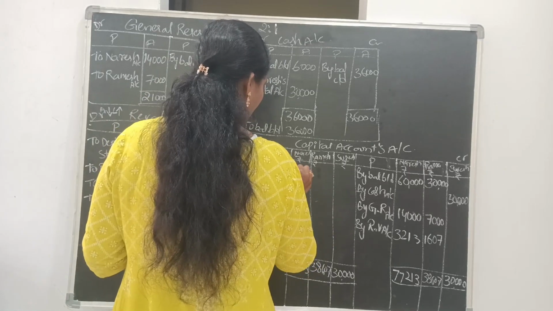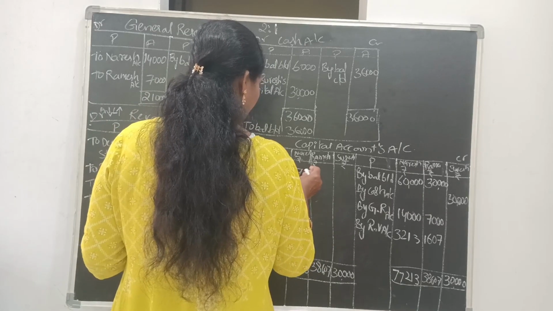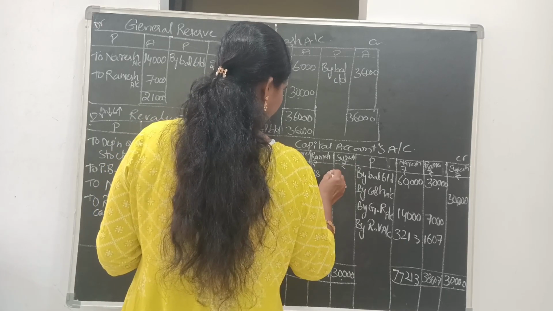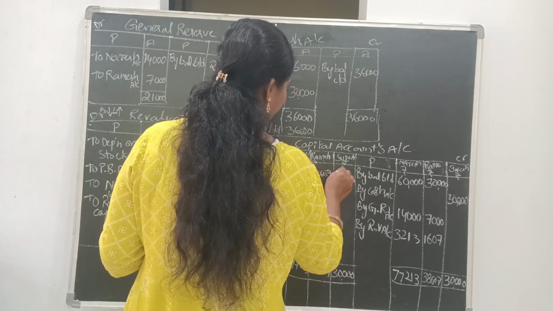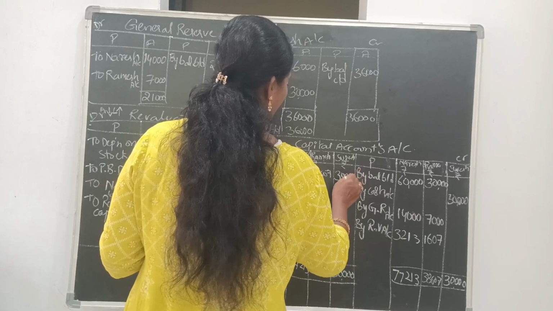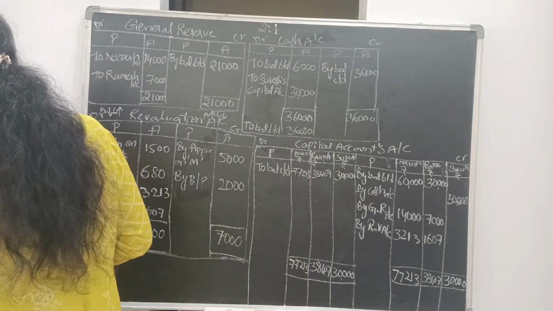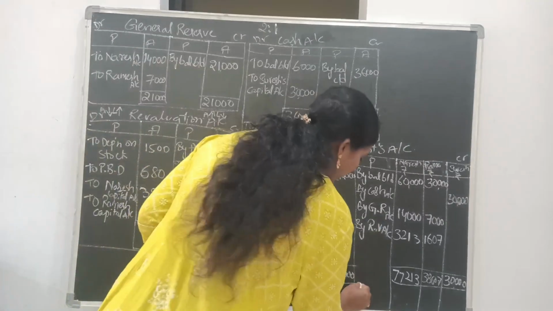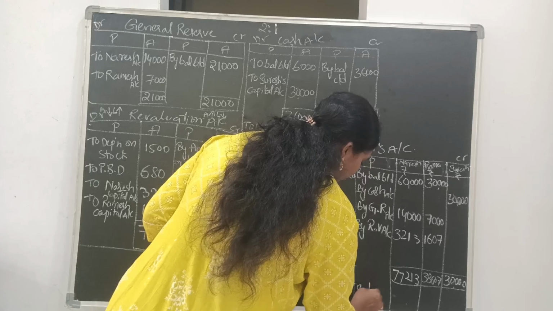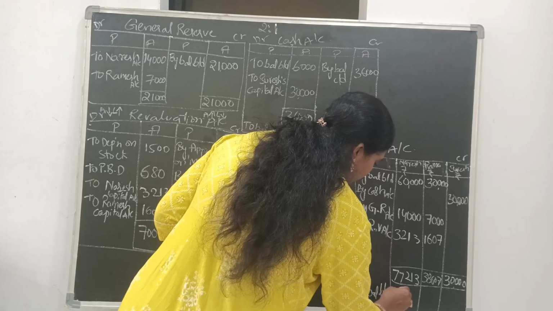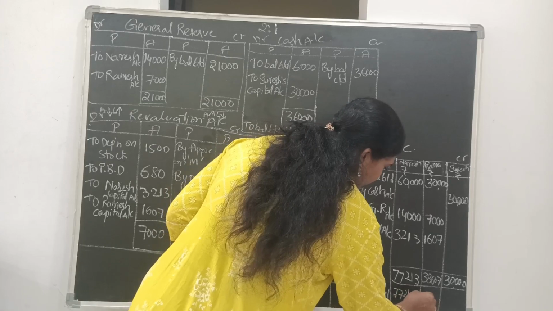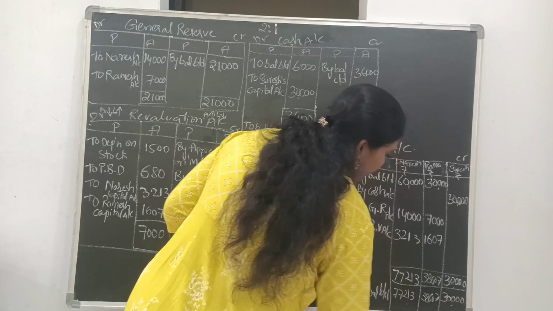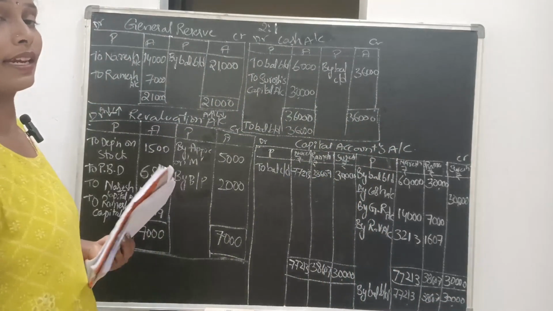Which balance? These amounts, the adjusted capitals: 77,213, 38,607, and 30,000. Okay, so brought down: by balance brought down, 77,213, 38,607 and 30,000. So this is the capital account.